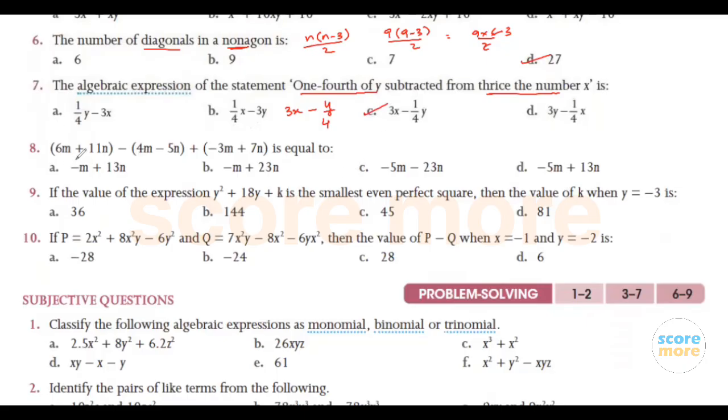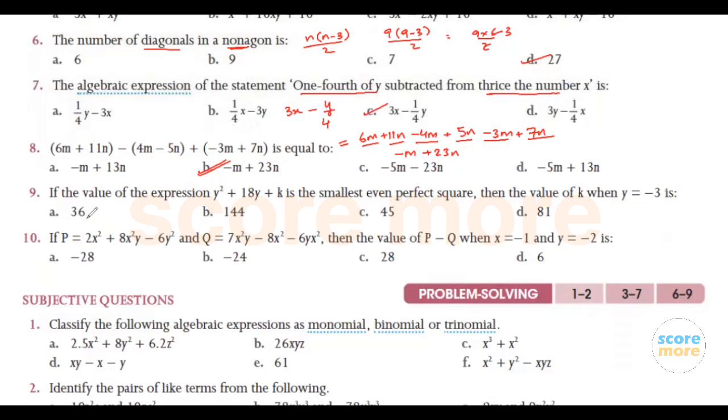Now eighth one: 6m plus 11n minus 4m minus 5n and so on. We have to simplify it. So बच्चों first step is to open the brackets. So 6m plus 11n minus 4m, now minus minus becomes plus, plus 5n minus 3m plus 7n. Now 6m minus 4m becomes 2m minus 3m becomes minus m. Afterwards 11n plus 5n becomes 16n plus 7n becomes 23n. So answer is B part, minus m plus 23n.